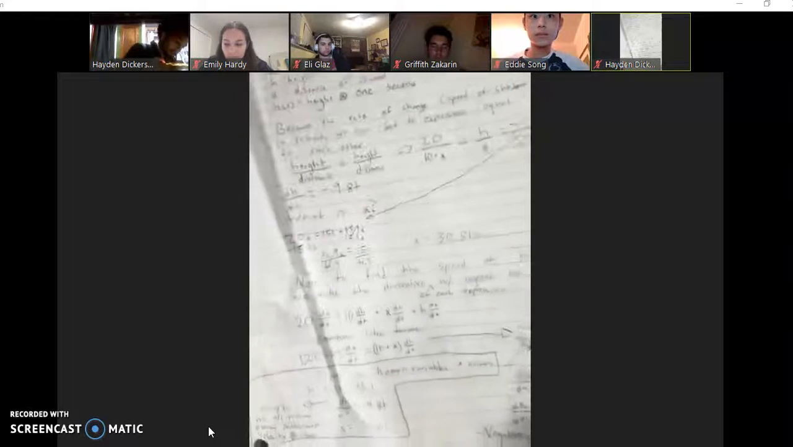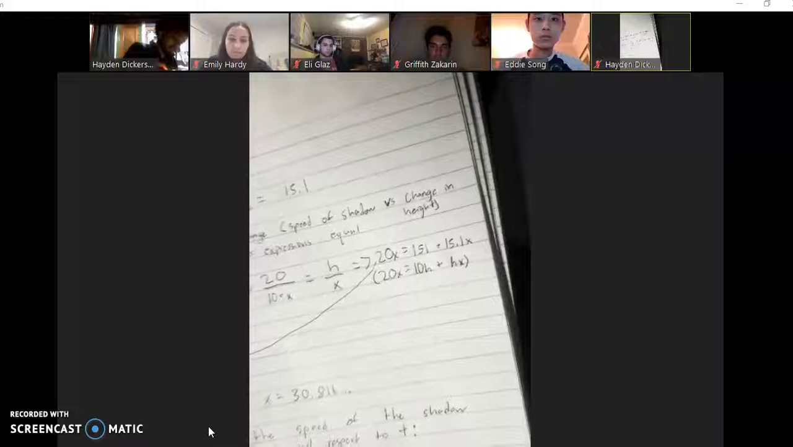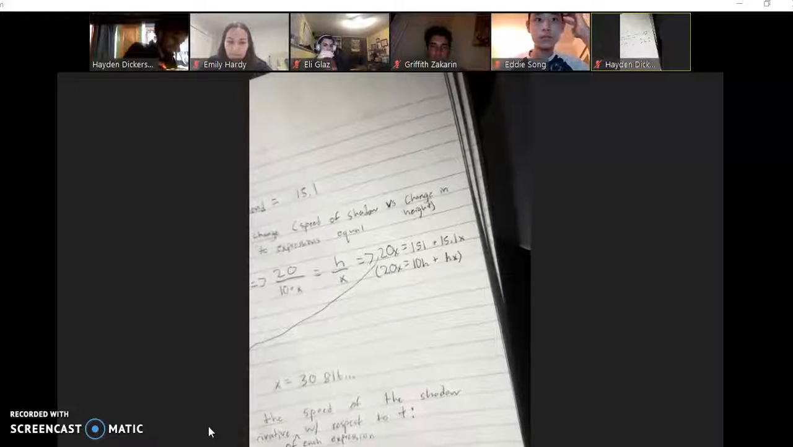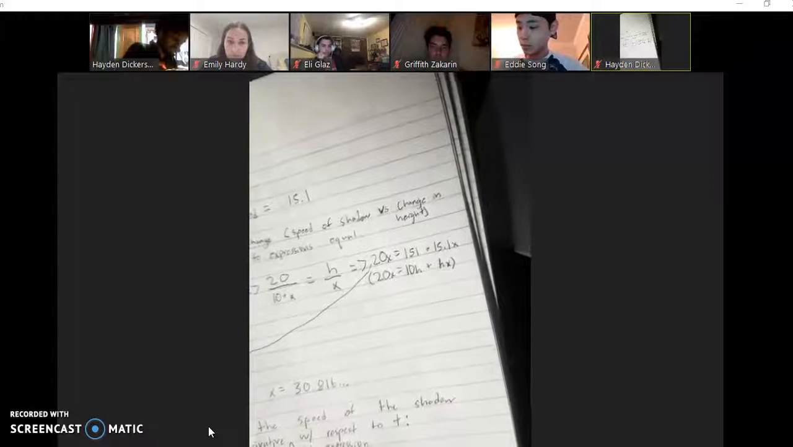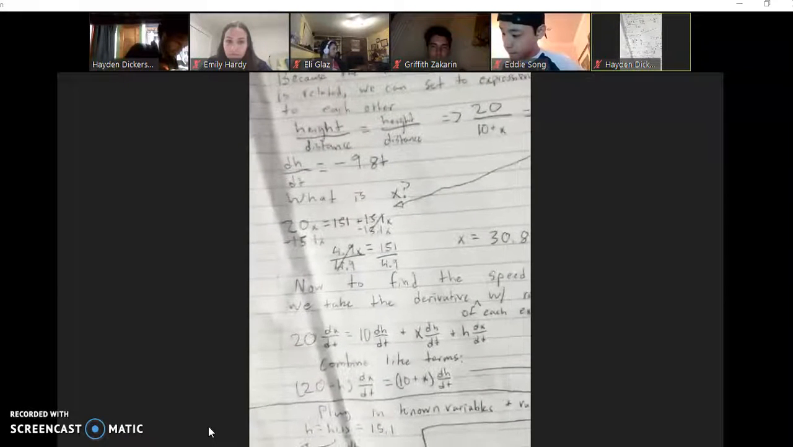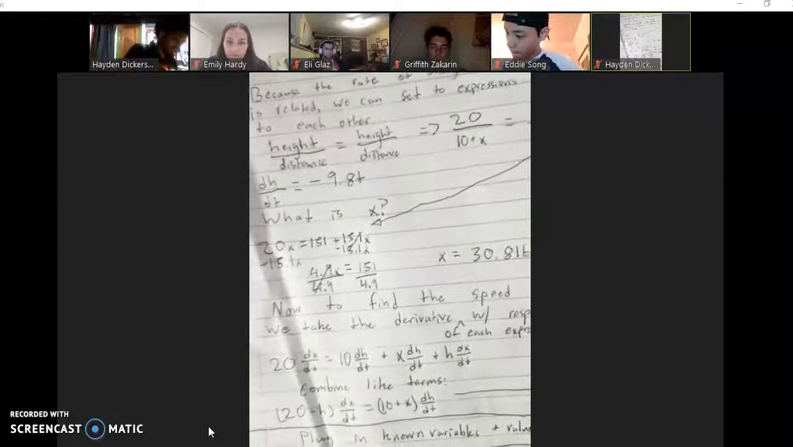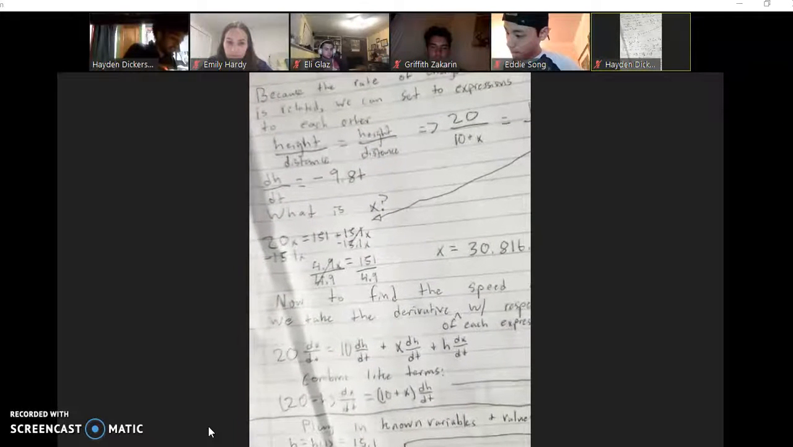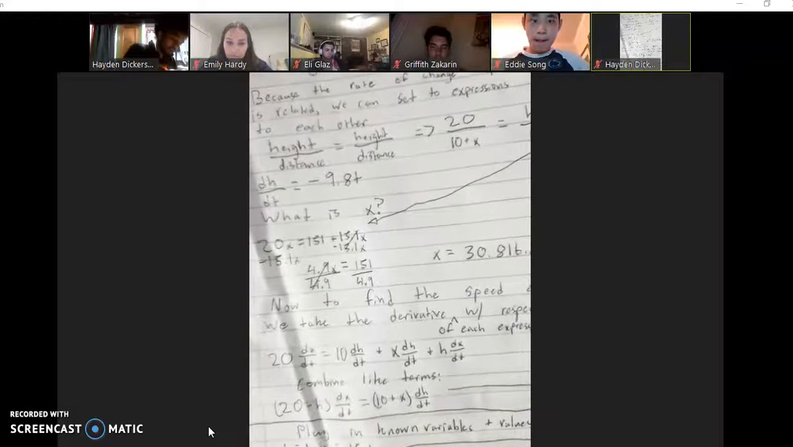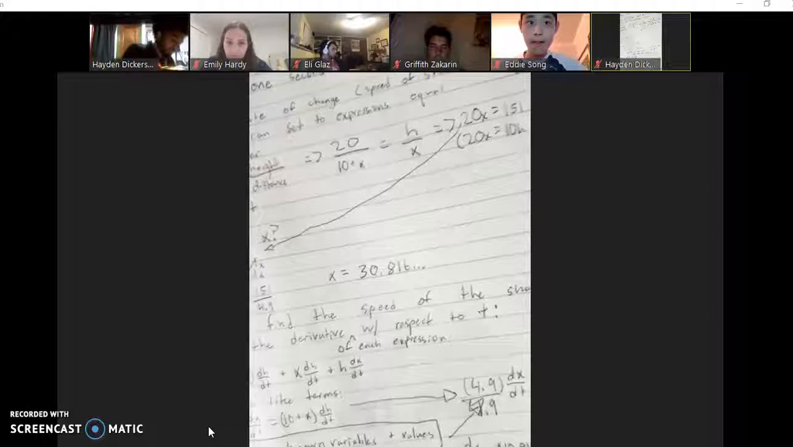So now we're going to find x. Right here we can plug the known values in of h. So we plug in 15.1 for h. We get 20x equals 151 plus 15.1x. Do some basic algebra, take away 15.1x from both sides, get 4.9x equals 151. Divide by 4.9 on both sides, you get 30.816, and then a bunch of crazy numbers.